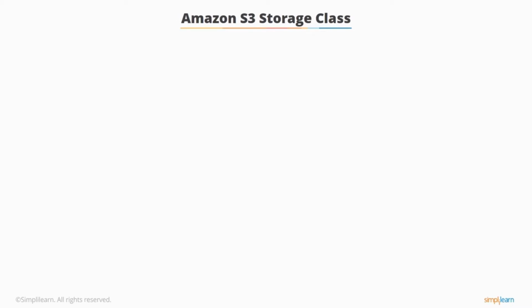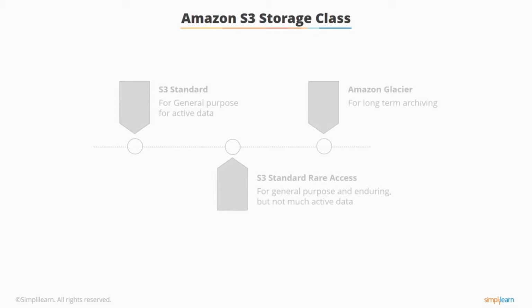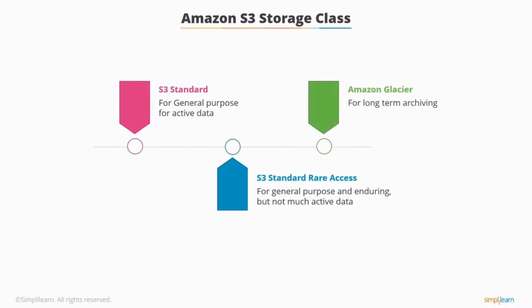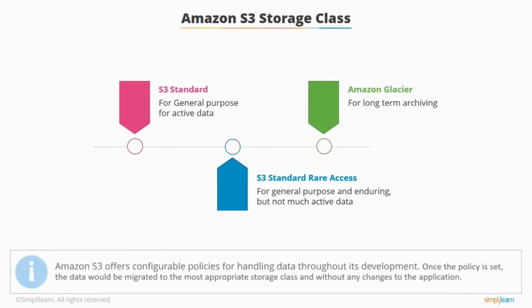Amazon S3 offers 3 storage classes: S3 Standard for general purpose for active data, S3 Standard Rare Access for general purpose and enduring, but not much active data, and Amazon Glacier for long-term archiving. Amazon S3 offers configurable policies for handling data throughout its development. Once the policy is set, the data would be migrated to the most appropriate storage class and without any changes to the application.